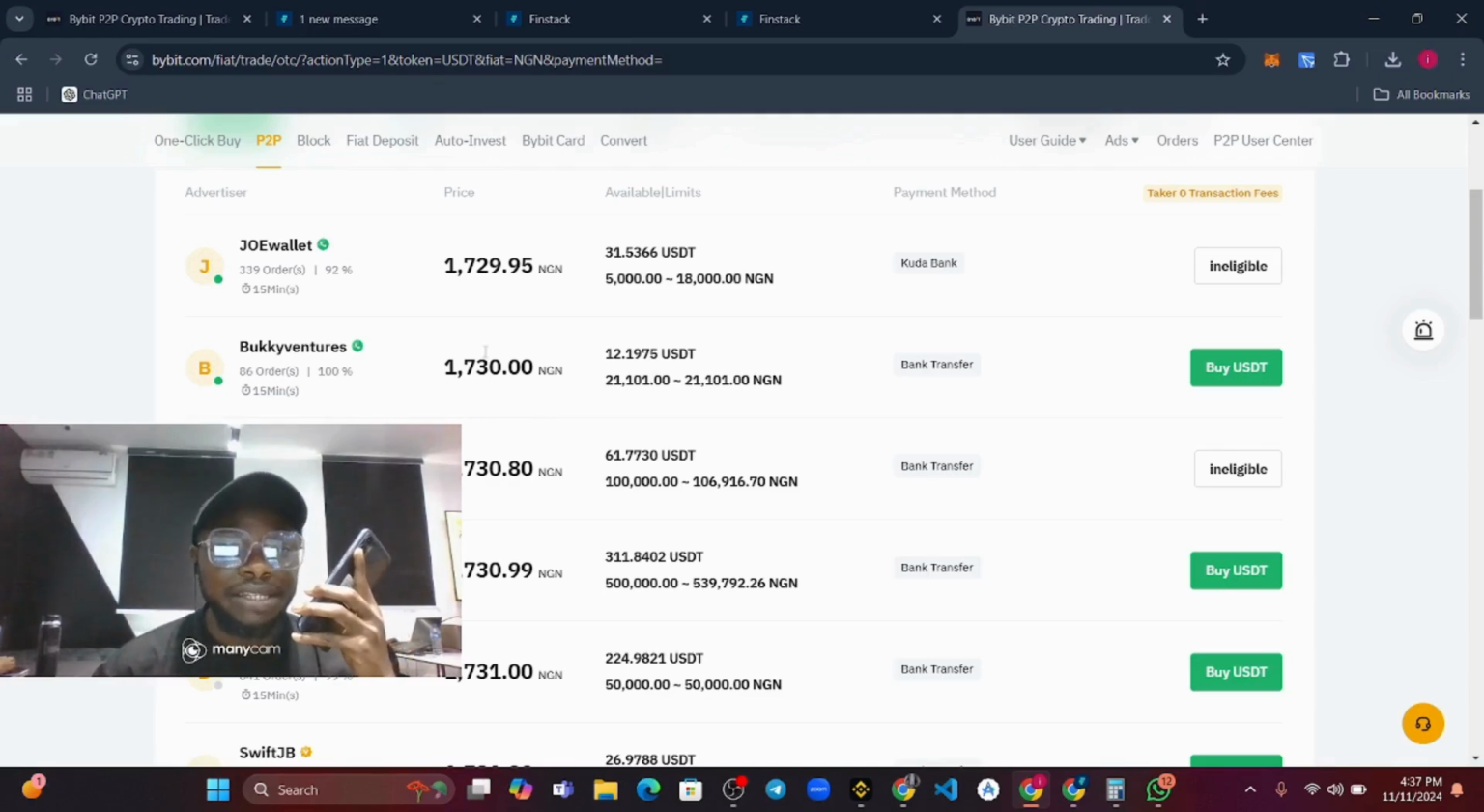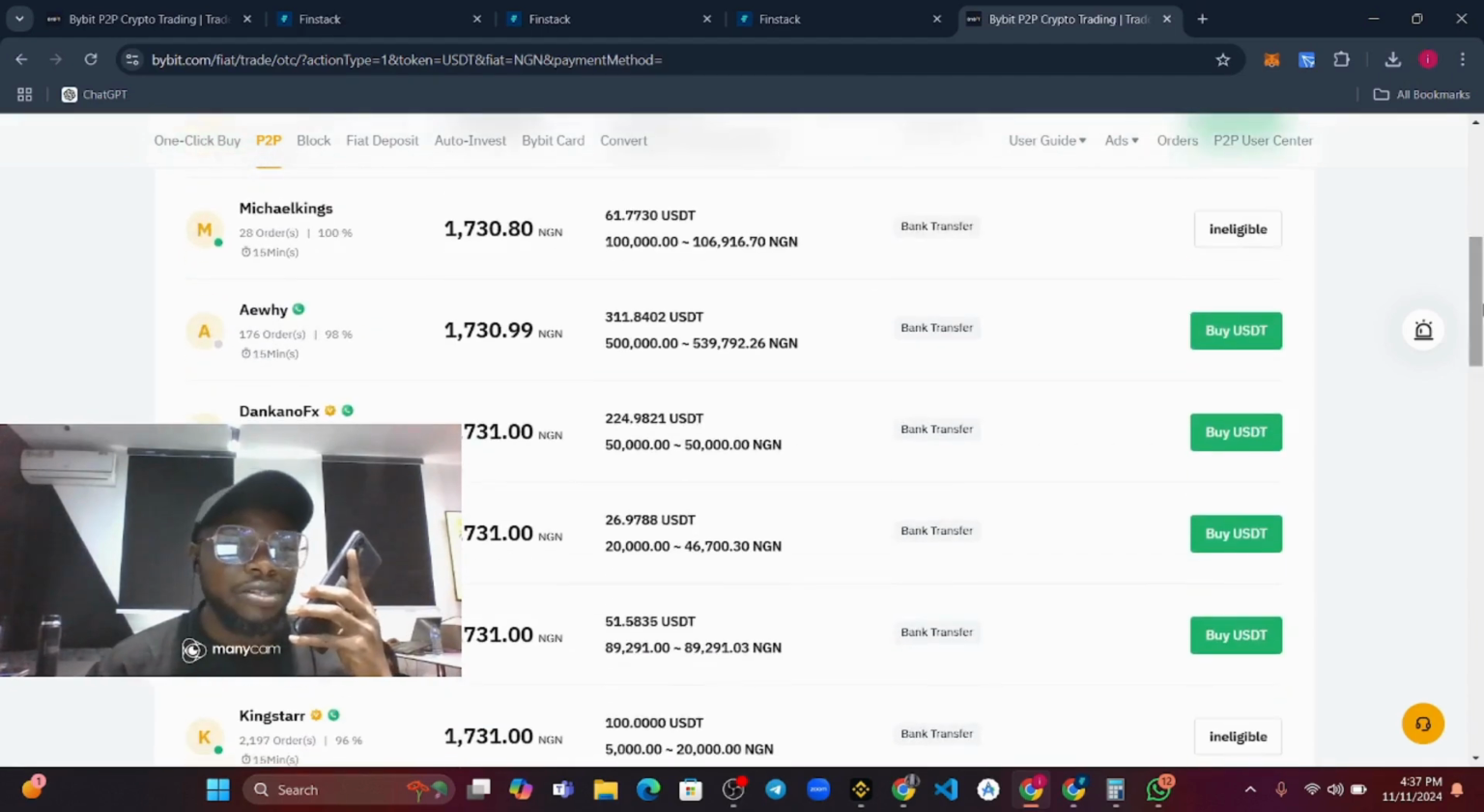So you can just look at the market rate here, which is like 1,730 for buying. So if you're selling, it's like 1,724, 1,725. But if you're buying, it's like 1,732. So a difference of like 5-6 naira.